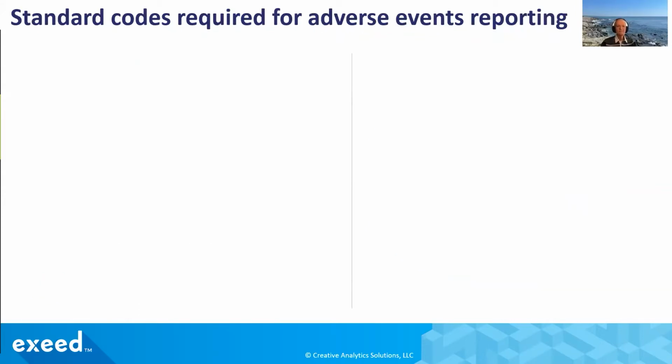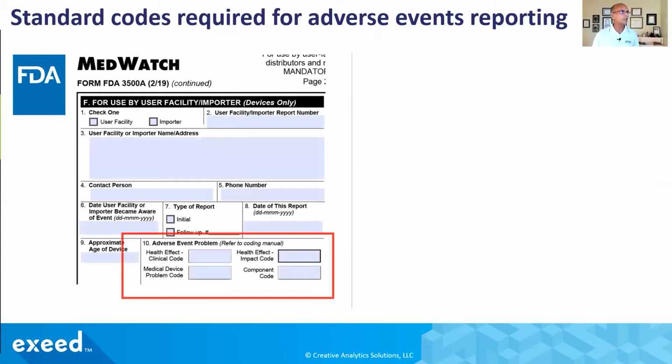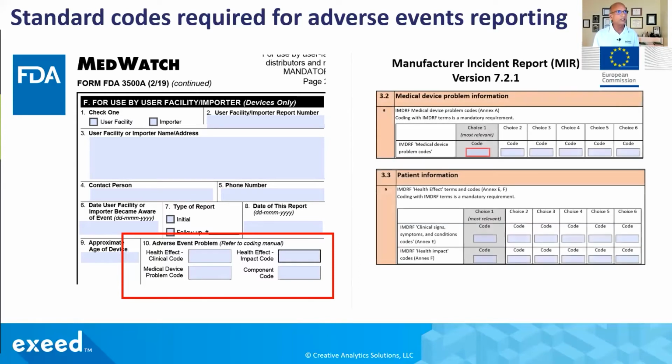Okay, so we know that standard codes are required for adverse events reporting today by FDA. Right? You have a section which talks about the health effect, medical device problem code, health effect impact code, and component code. You have sections there. Same thing in the MIR form in European Commission.